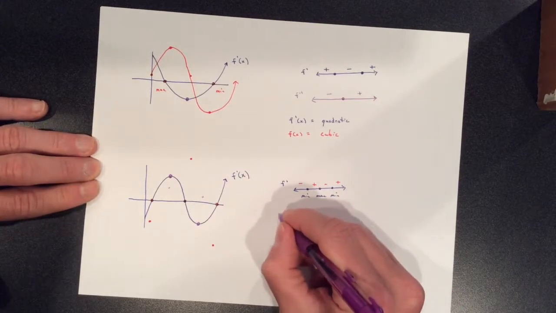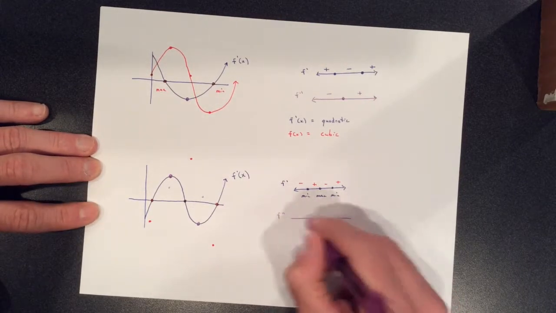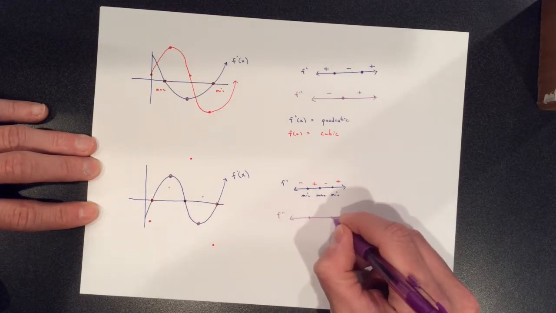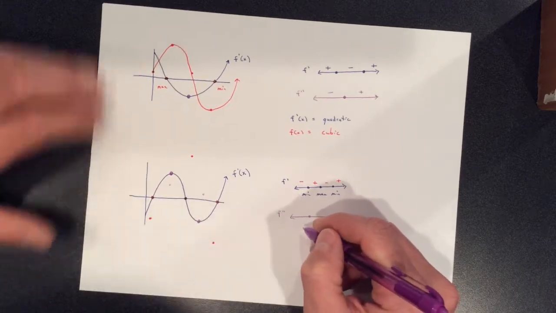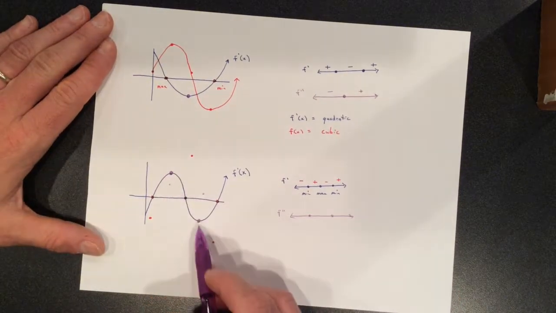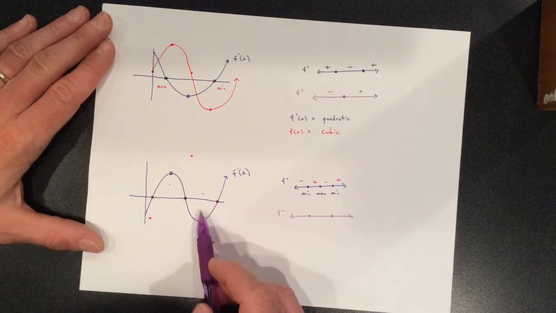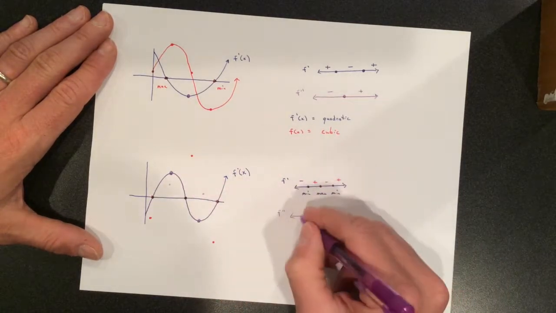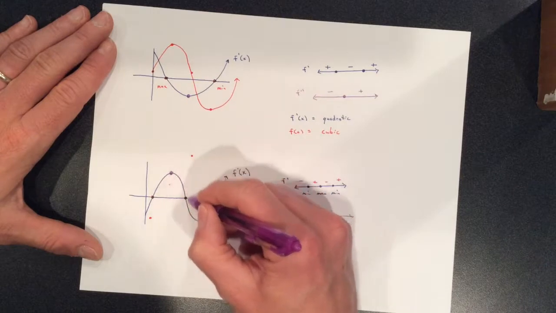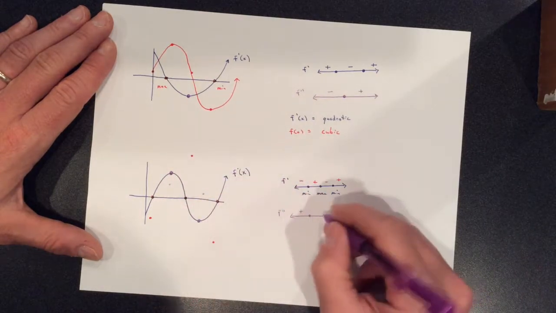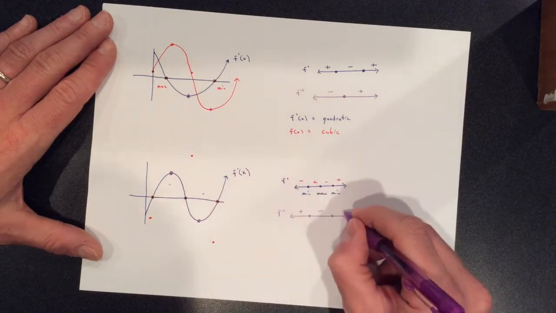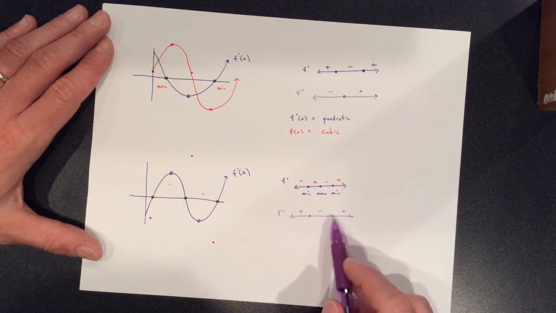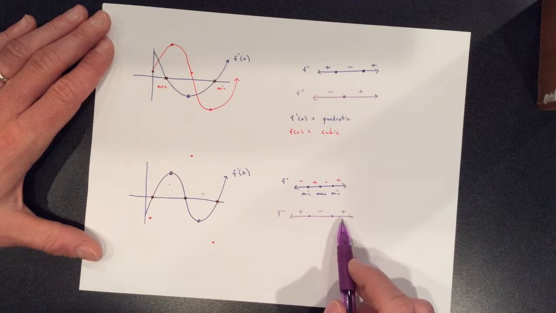Again, we know that the second derivative has two points of inflection, here and here. Okay? We're talking about this x value and this x value. The second derivative is the slope. The slope goes from positive to a negative slope, then back to a positive slope. So now it's smiling, frowning, smiling. Concave up, concave down, concave up.